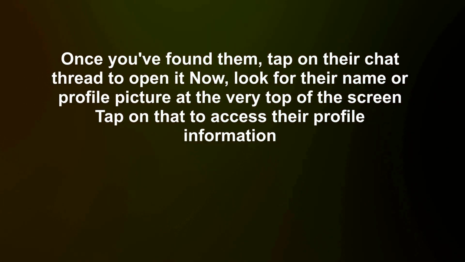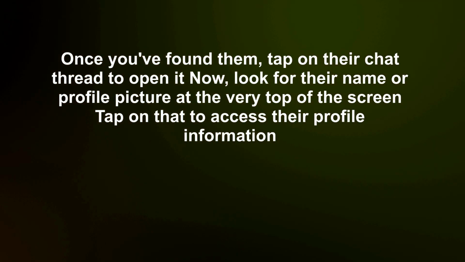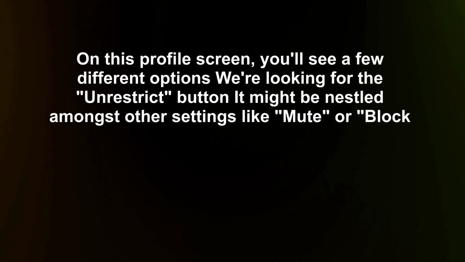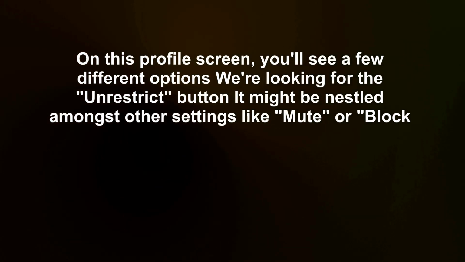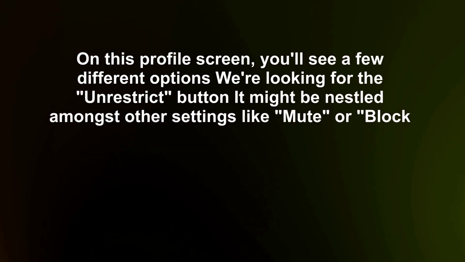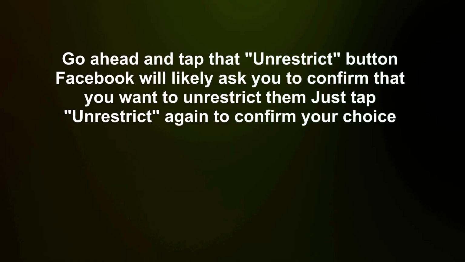Look for their name or profile picture at the very top of the screen. Tap on that to access their profile information. On this profile screen, you'll see a few different options. We're looking for the Unrestrict button. It might be nestled amongst other settings like mute or block. Go ahead and tap that Unrestrict button.